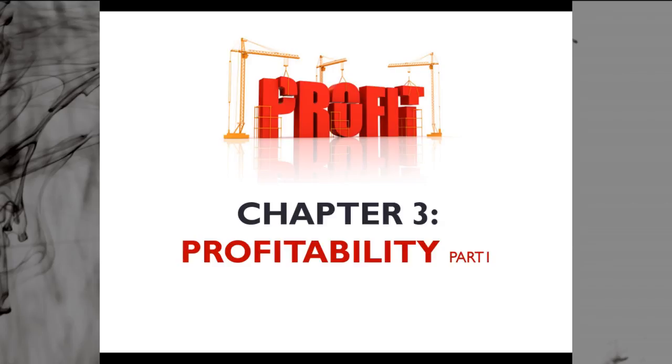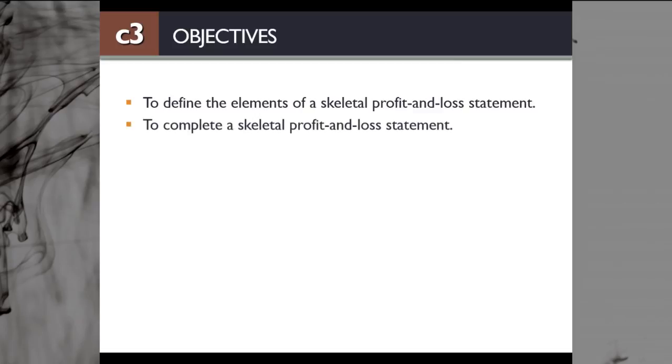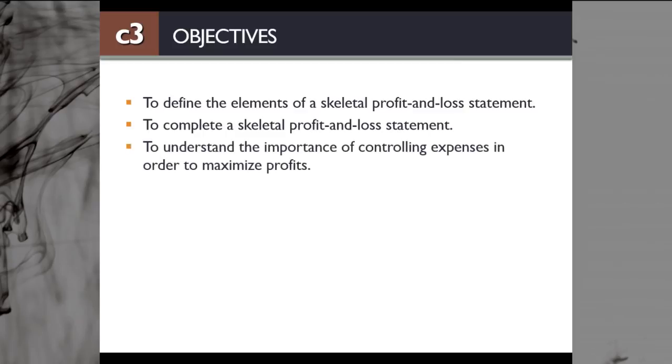There are 5 objectives for this chapter. First, you'll be able to define the elements of a skeletal profit and loss statement at the end of this chapter. Second, you can complete a skeletal profit and loss statement. And third, to understand the importance of controlling expenses in order to maximize profit.